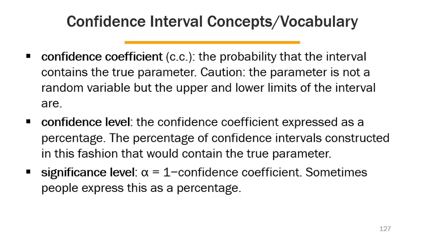And then another term we use sometimes is that of significance level. So here we have this Greek letter alpha, and that equals 1 minus the confidence coefficient. And sometimes people express it as a percentage. So in this case, let's say the confidence coefficient is 0.9 again, then 1 minus 0.9 is 0.1. So if we had a confidence coefficient of 0.9, alpha would be 0.1.